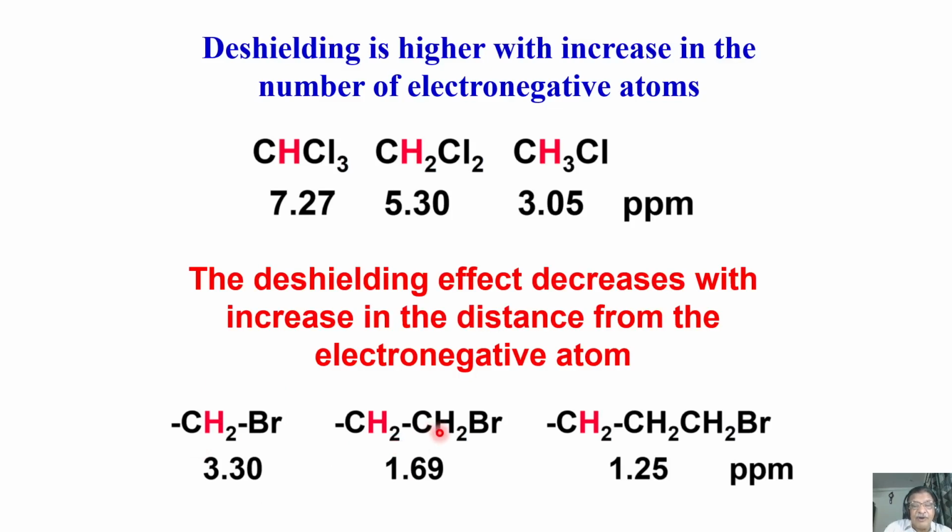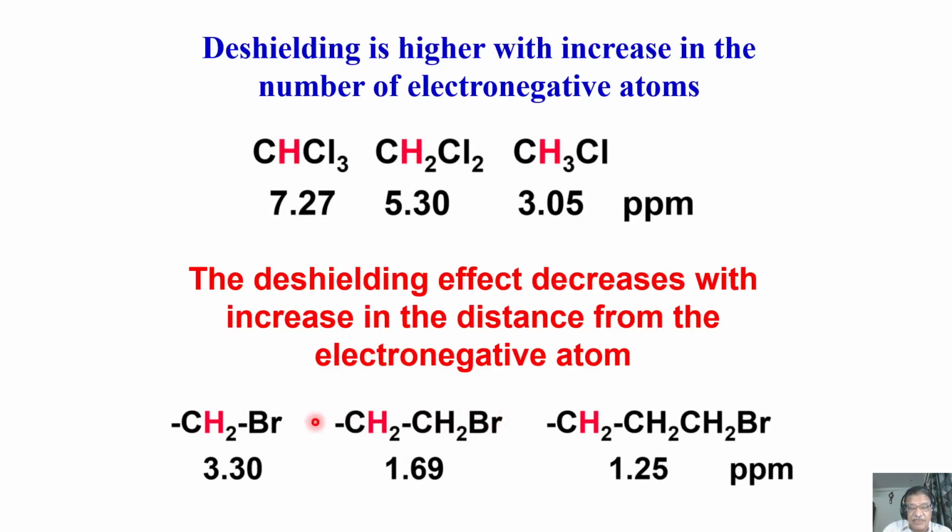Now what I am going to do is add another CH2 in between this CH2 and Br. Now what is happening? The distance between this bromine atom and this hydrogen atom, this proton, increased. Because the distance is increased, the influence of this bromine atom on the CH2 is much less compared to this molecule. So there is not much of an inductive effect.